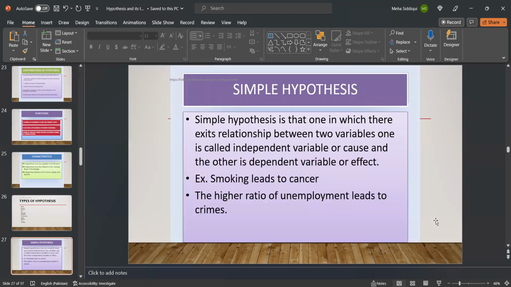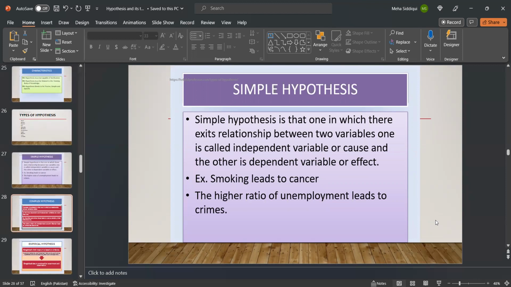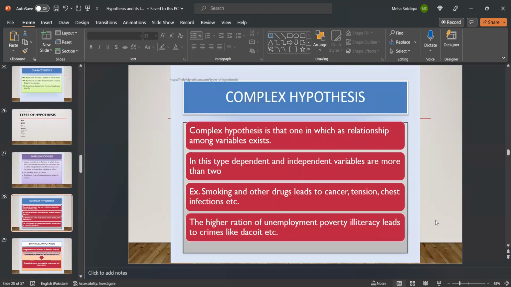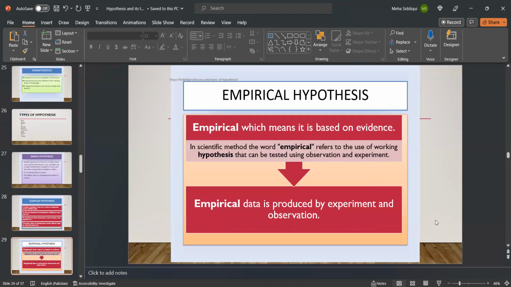First comes the simple hypothesis. It is one in which there exists a relationship between two variables. One is called the independent variable or cause, and the other is the dependent variable or effect. For example, smoking leads to cancer. A higher ratio of unemployment leads to crime. So it's just a simple hypothesis. Complex hypothesis. It is one in which a relationship among variables exists. In this type, dependent and independent variables are more than two. For example, smoking and other drugs lead to cancer, tension, chest infections. A higher ratio of unemployment, poverty, illiteracy leads to crimes like dacoity, etc.